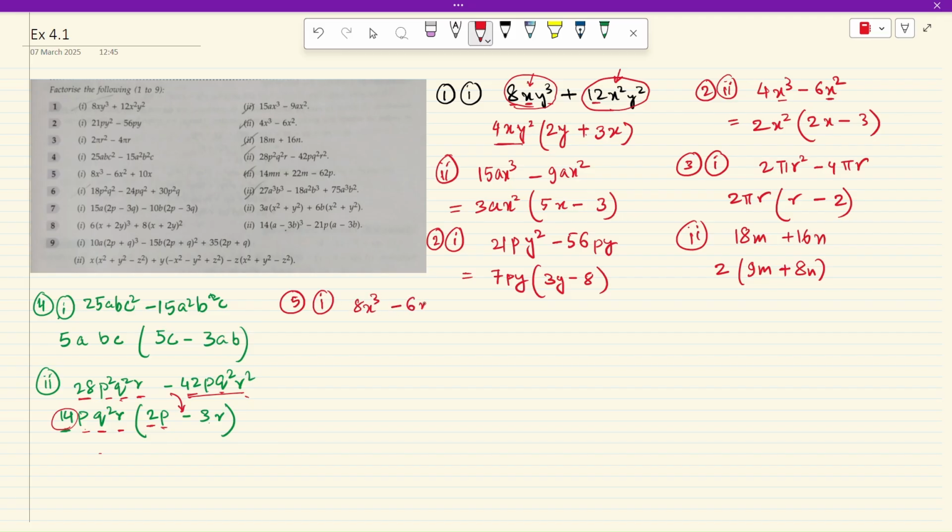8x cube minus 6x square plus 10x. We will take 2 as common, 2x, so this will be 4x square minus 3x plus 5. Second question, 14mn plus 22m minus 62p. So again we will take 2 as common, so this will be 7mn plus 11m minus 31p.